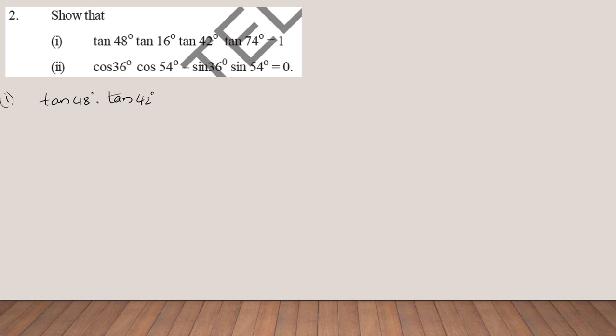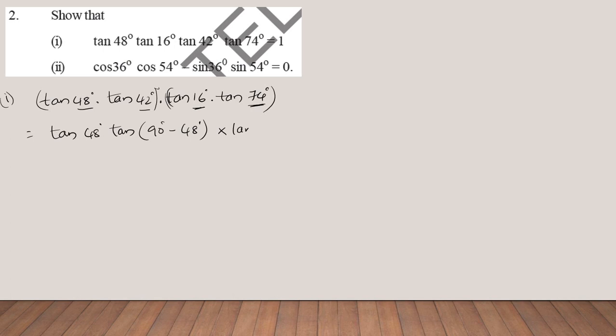Since these are all in the form of a product, I can write tan 16 degrees into tan 74 degrees. Now 48 plus 42 is 90 degrees, 16 plus 74 is 90 degrees. So I have paired them in this particular manner, right? So tan 16 into tan 74 degrees. Now let us see this. Tan 48 degrees into tan 42 I can write as tan of 90 minus 48 degrees. The same way here also, tan 16 degrees into tan of 74, I can write it as tan of 90 degrees minus 16 degrees, right?